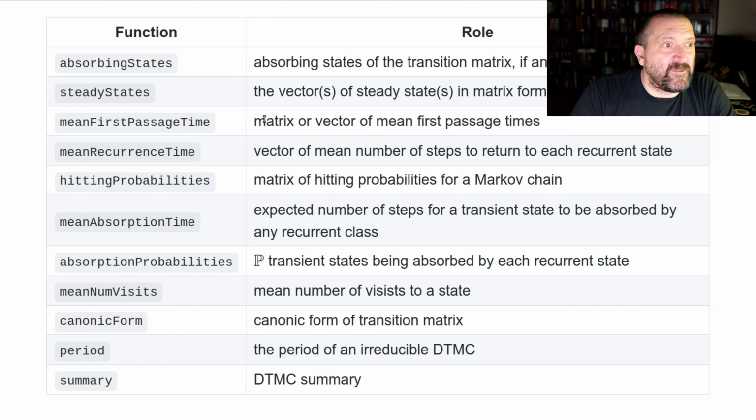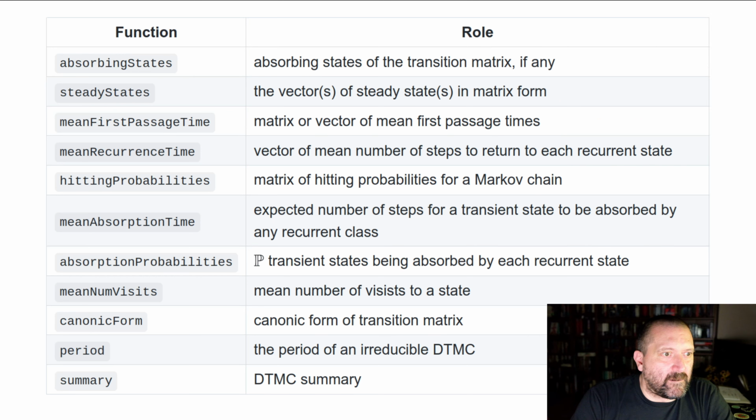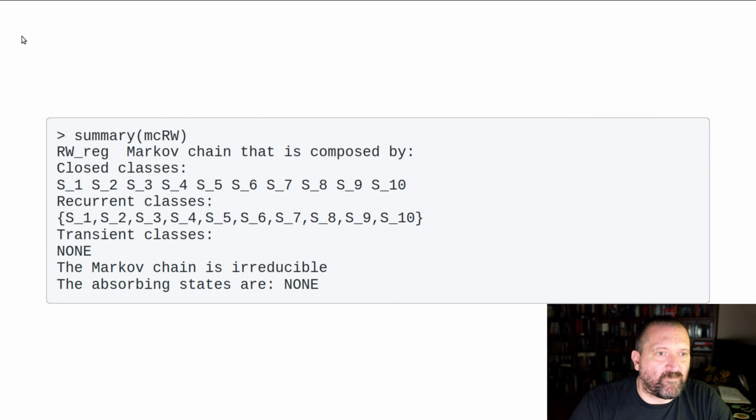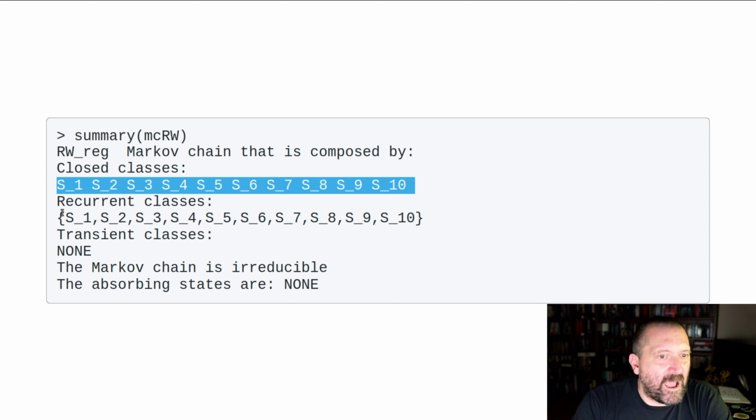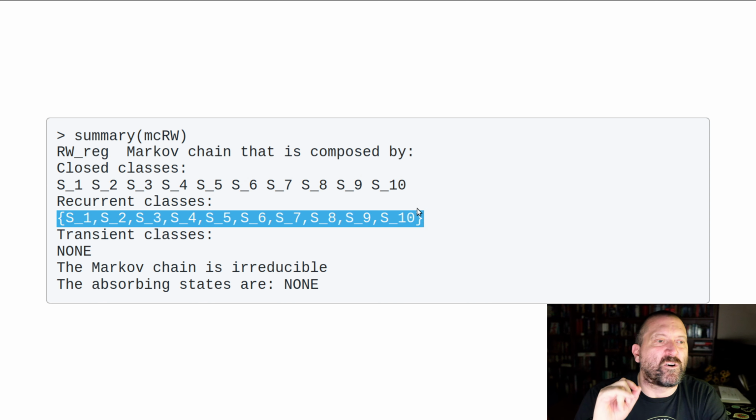There's a bunch of functions that I mentioned in the first stochastic systems lecture, but let me briefly go over what you could do. So the first one is a summary. The summary is going to give you some summary information about the chain. So this is the name of my chain. It's a Markov chain that is composed of closed classes and one recurrent class.